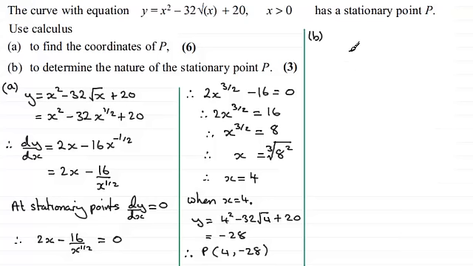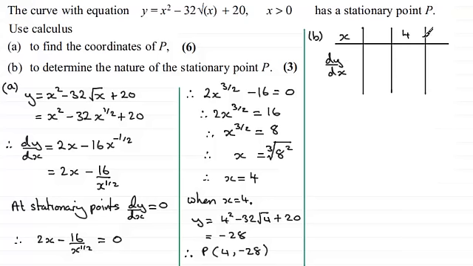The first way I'm going to show you is by drawing a gradient table where we take x and we look at the gradient given by dy by dx for the point where x equals 4, and then we take a point slightly to the left of 4 and a point slightly to the right of 4. So if we take where x equals 3 to the left and say x equals 5 to the right, we know that when x equals 4, dy by dx comes to 0.